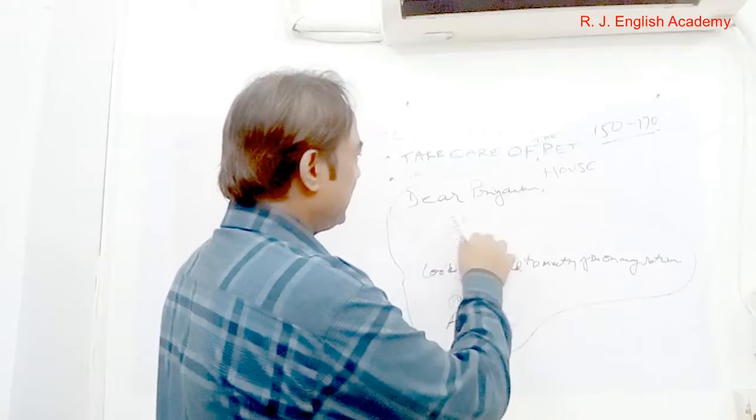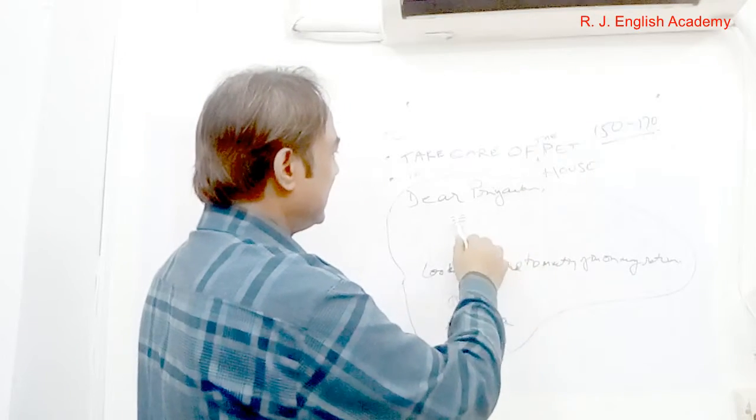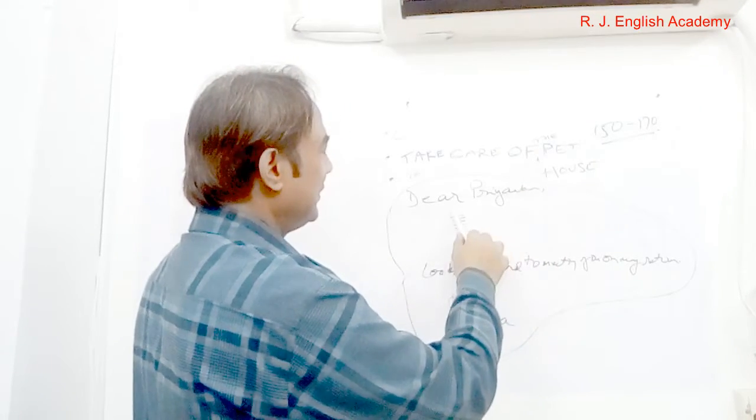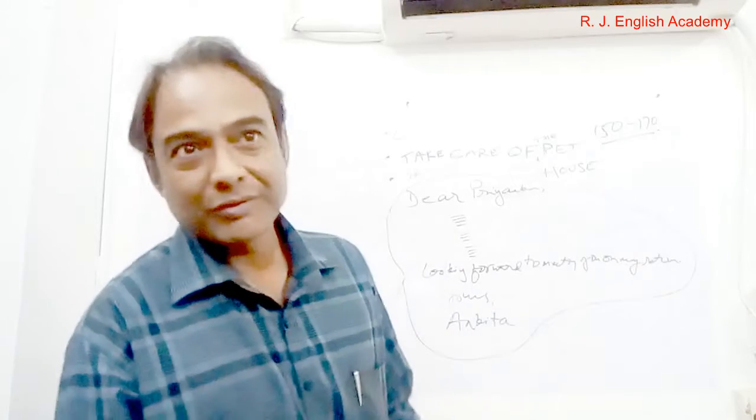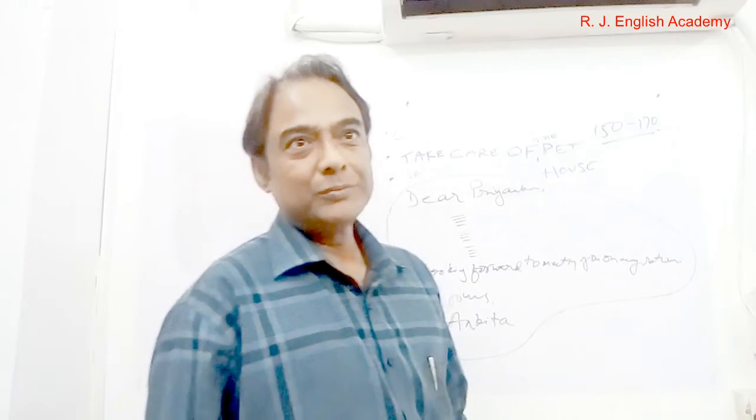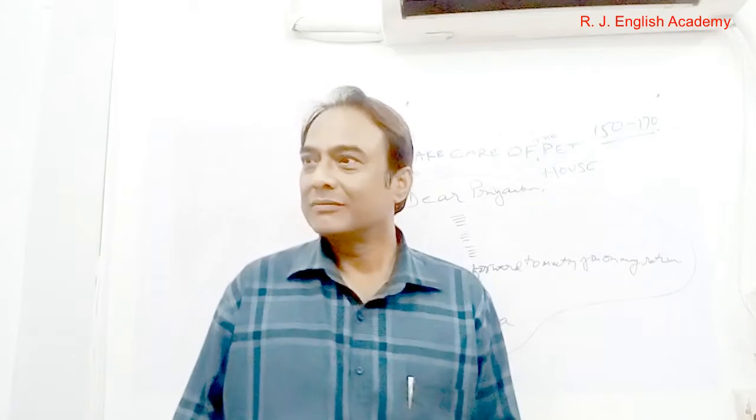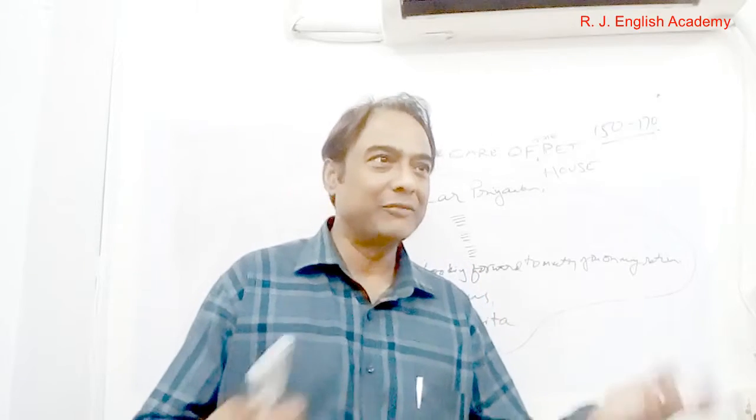4 lines is enough to express whatever you want to state. Now you start with Dear Priyanka, and then the introduction: Thank you so much for agreeing to babysit my pet and look after my house.